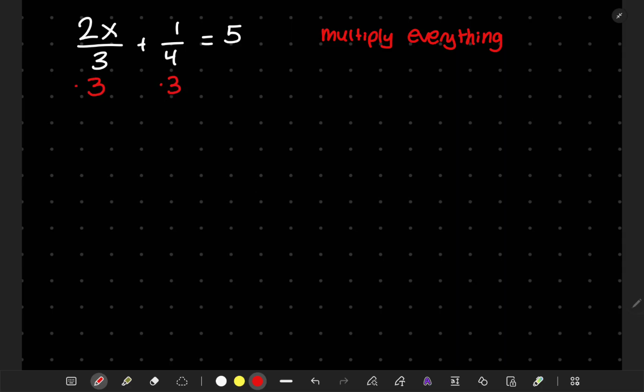So I'm going to say times 3, times 3, times 3. But then I want to get rid of the other fraction, the 4, so I can also multiply by 4. So times 4, times 4, times 4. Well, let's see what happens, right? If I put a line underneath, what happens to that first one?